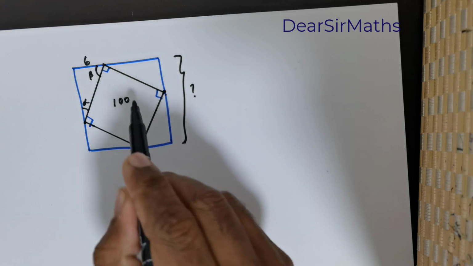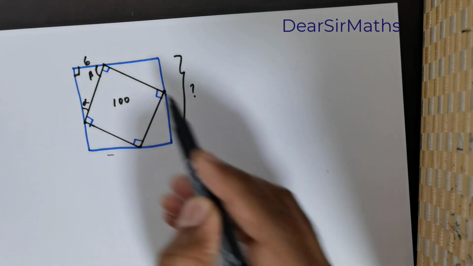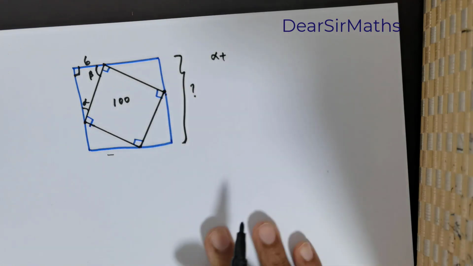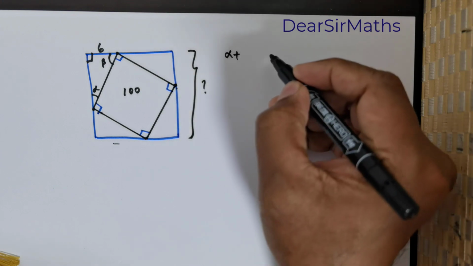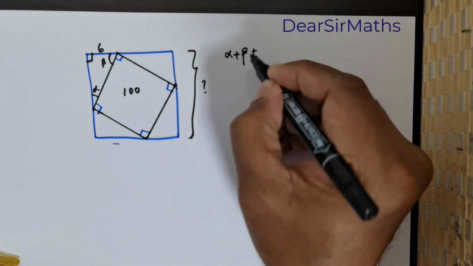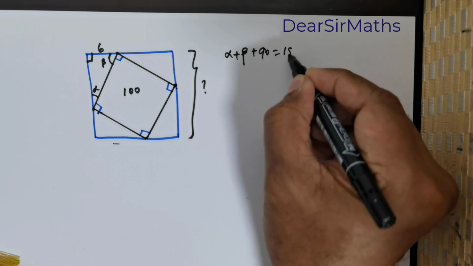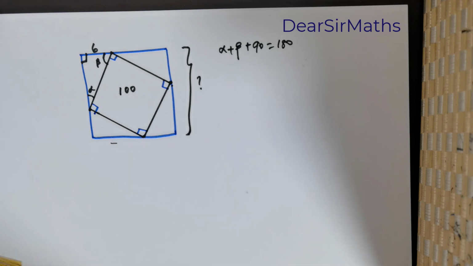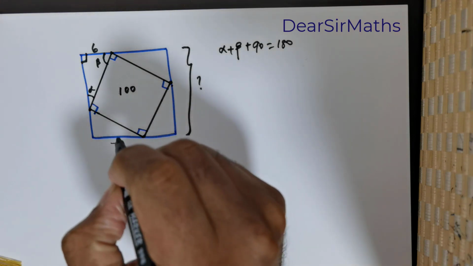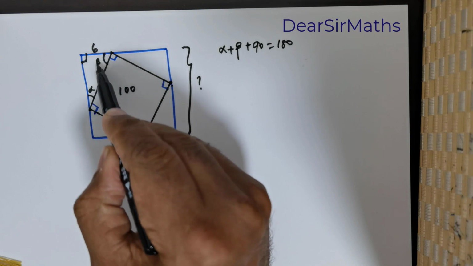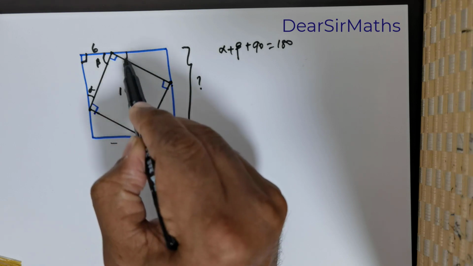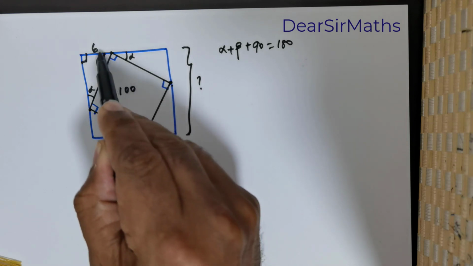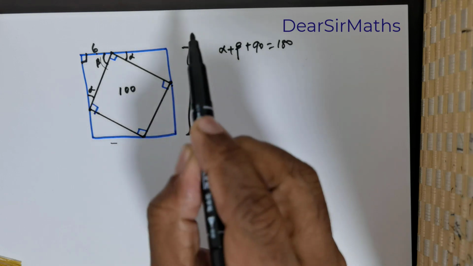Now since I've told you that it is a square within a square, this angle is going to be 90. So clearly from this triangle we can see that alpha plus beta plus 90 is equal to 180, right? It's clearly visible. I have a beta here, I got a 90 here, so this should be alpha. Why? Because alpha plus beta plus 90 will give me the entire angle. So that's going to be 180.